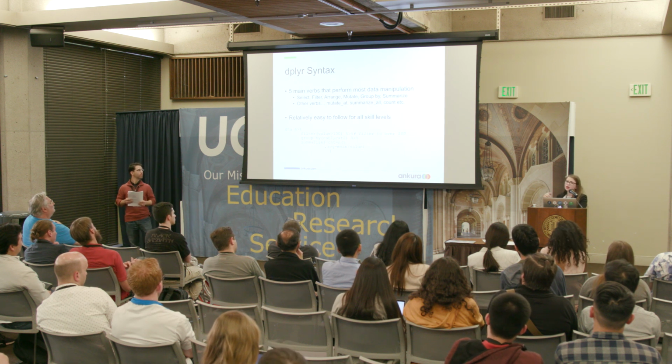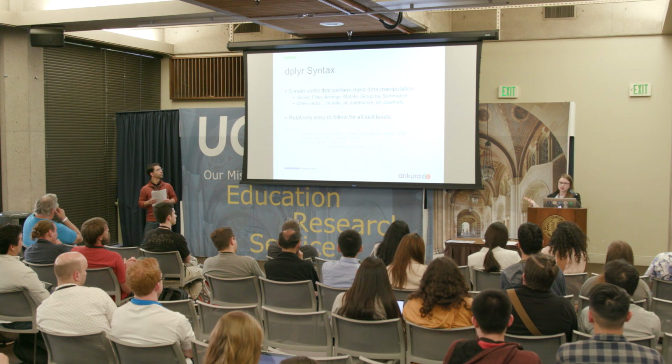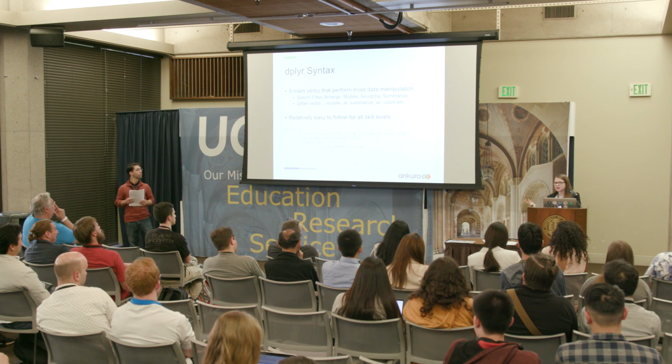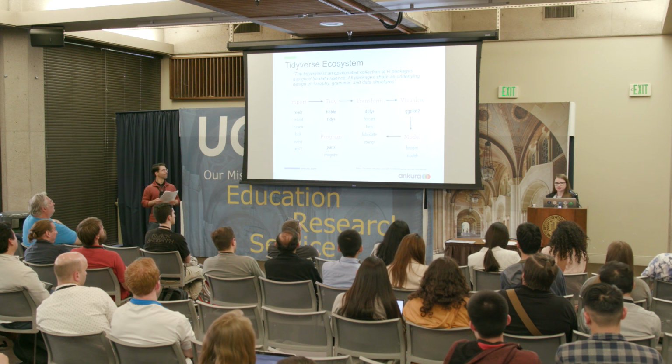And as I mentioned here, there's other verbs. The 5 main ones are select, filter, arrange, mutate, group by, summarize. But there's other ones: mutate_at, summarize_all, count. If you haven't used them, they're pretty cool.